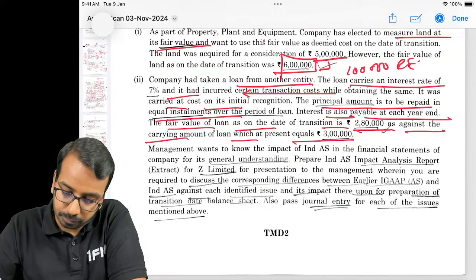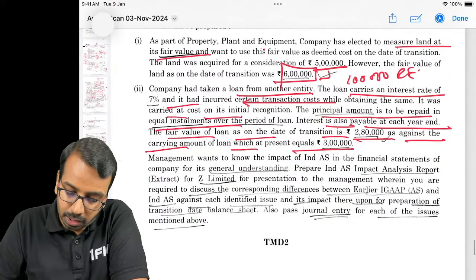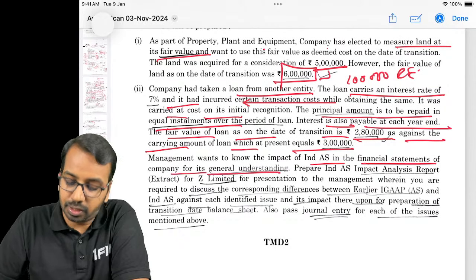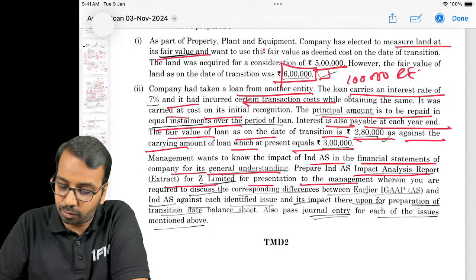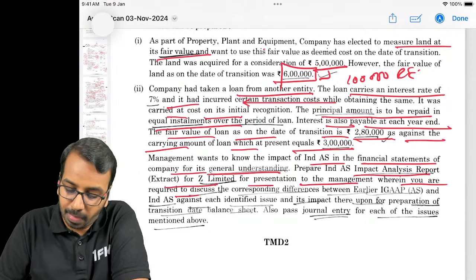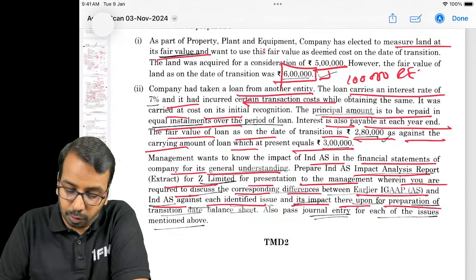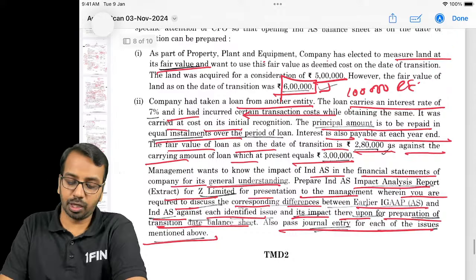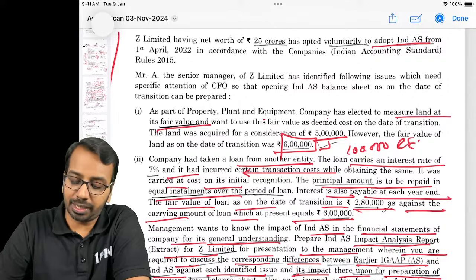Now, management wants to know the impact of Ind AS in the financial statements of the company for general understanding. Prepare an Ind AS impact analysis report extract for Z Limited for presentation to the management, wherein you are required to discuss the corresponding difference between previous GAAP and Ind AS against each identified issue and its impact for preparation of transition date balance sheet, also pass the journal entry for each of the things mentioned above. So here, basically what are we required to do? Plant value will increase by 1 lakh, credited to retained earnings.